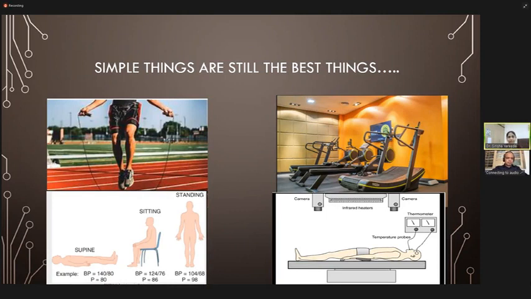However, simple things are still the best. You don't require any complex equipment. But if you are strongly suspecting a small fiber neuropathy, when the conditions are normal, you have to go a step ahead and check the orthostatic blood pressure, whether there is a fall in the blood pressure on standing, and whether it is recovering. So these simple tests are still very, very relevant in the diagnosis of small fiber neuropathy.